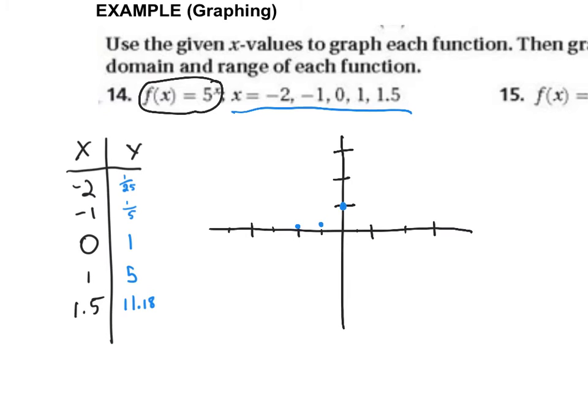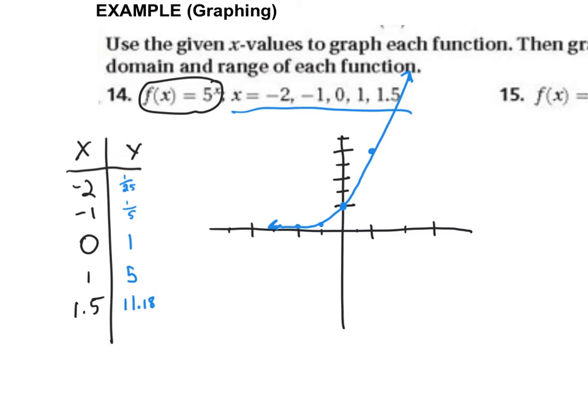We're at 1. When I'm at 1, I'm at 5. 1, 2, 3. I should actually make these a little bit smaller. Okay. When I'm at 1, I'm at 5. 1, 2, 3, 4, 5, right here. And then at 1.5, we're way up there, right? So exponential growth looks like this. We just did these things this chapter, okay?